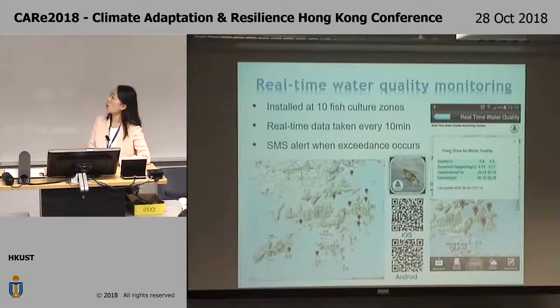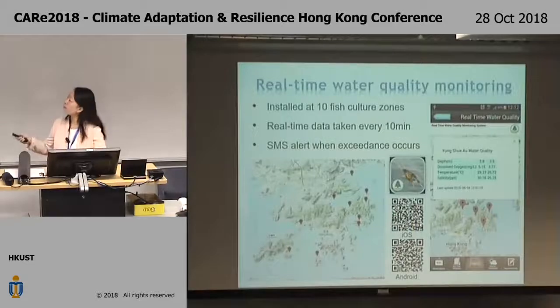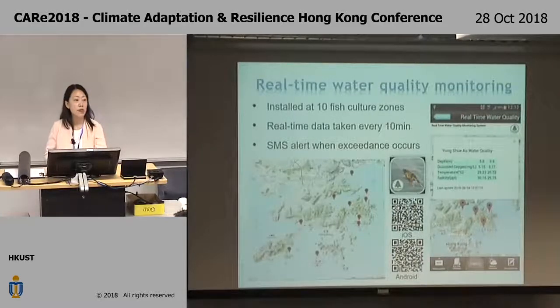That's why 5 years ago, we started to look at real-time water quality monitoring. Five years down the road, we have already installed real-time monitoring stations at 10 fish culture zones. These 10 zones were equipped with real-time monitoring of dissolved oxygen, temperature, salinity, as well as chlorophyll A every 10 minutes. And more importantly, we will receive an SMS if there is any exceedance in any parameter that we have set.